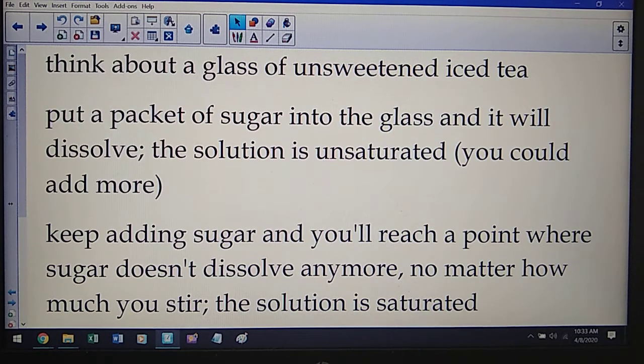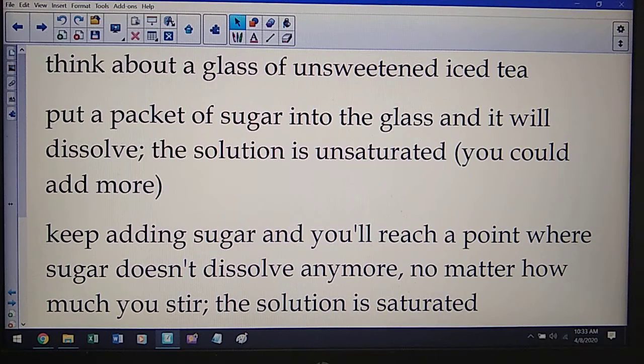Think about a glass of unsweetened iced tea. When you put a packet of sugar into the glass to sweeten it up, it'll probably dissolve. However, you know that a single packet of sugar will not make it as sweet as it could be. At that point, the solution's unsaturated. You could always add more.